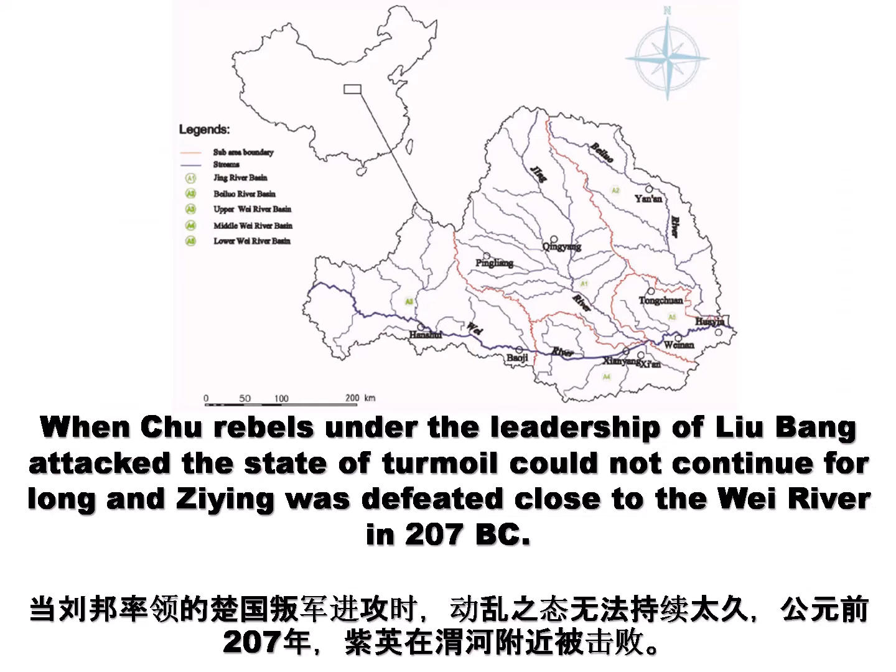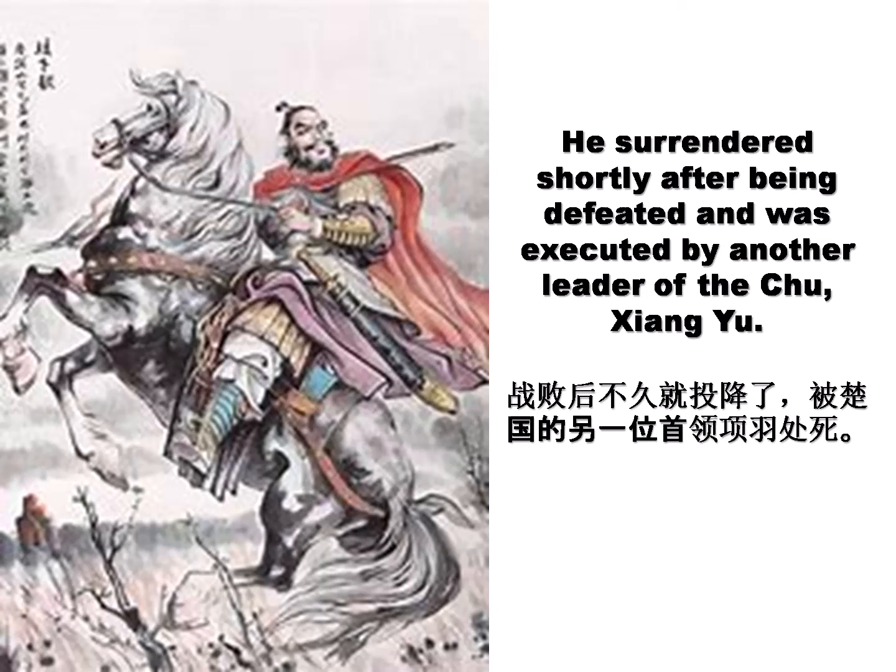When Chu rebels under the leadership of Liu Bang attacked, the state of turmoil could not continue for long, and Zi Ying was defeated close to the Wei River in 207 BC. He surrendered shortly after being defeated and was executed by another leader of the Chu, Xiang Yu.